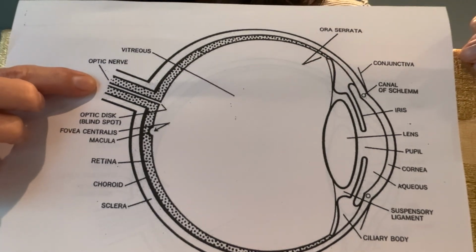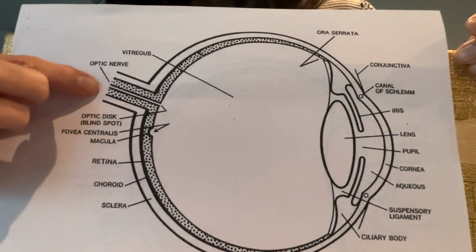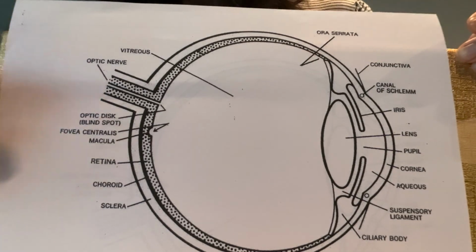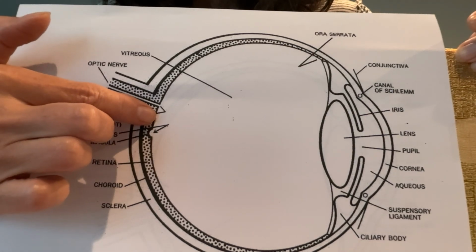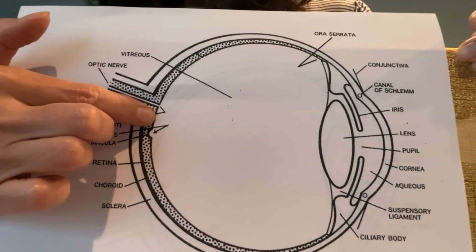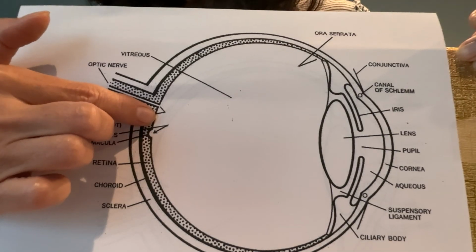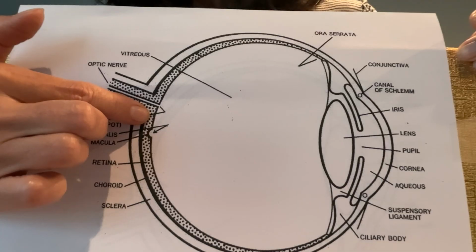Here at the back of the eye, we have the optic nerve. The optic nerve is a bundle of fibers that carry vision-related impulses from the retina to the brain. Right in front of the optic nerve, we have the optic disc, or the blind spot. This is the head of the optic nerve where the ganglion cell axons exit the eye.